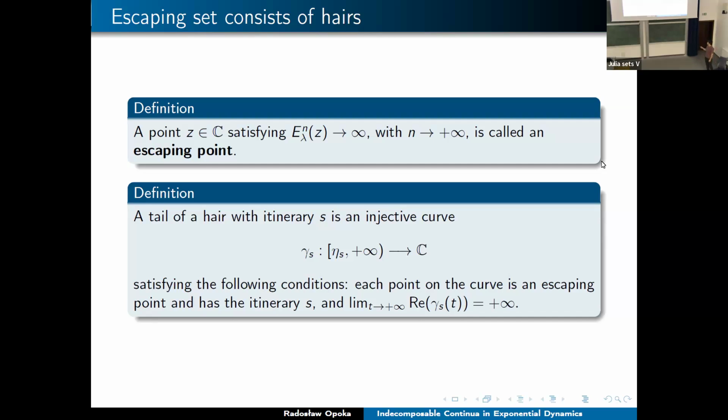The first condition is that each point on the curve is an escaping point. Every point on the curve has itinerary S, and the limit of the real value of the points of the curve when the argument tends to infinity is plus infinity. It means that this curve tends to infinity, let's say to the right. And since every point on the curve has itinerary S, this curve gamma lies in a certain strip given by the first entry of the itinerary.